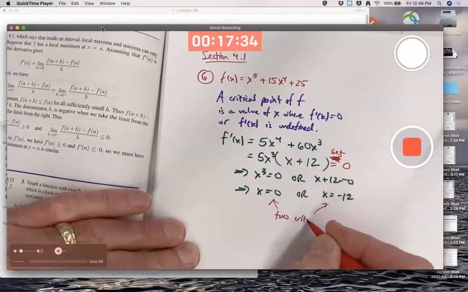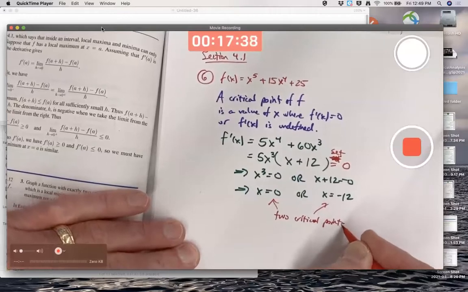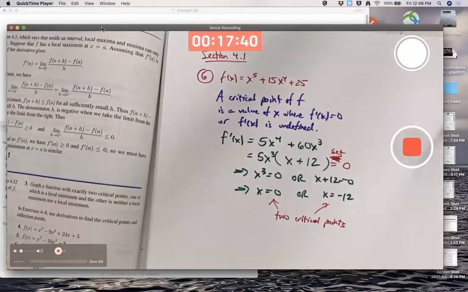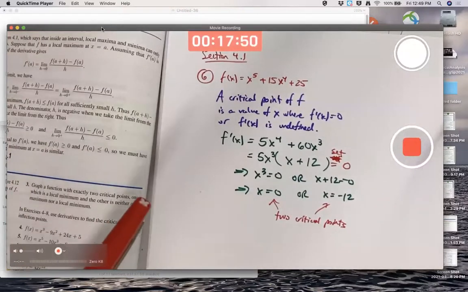They are the places where the derivative equals 0. And those are the only two ways to get 0. And since this function is differentiable everywhere, it's got a derivative everywhere for all x. The derivative is never undefined. I don't have to worry about that.